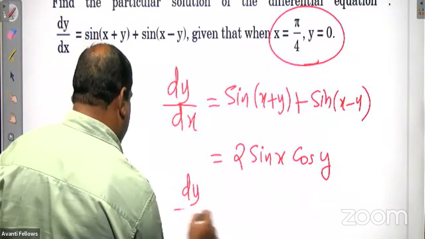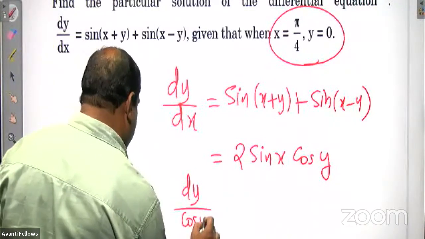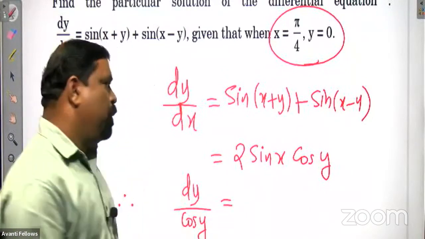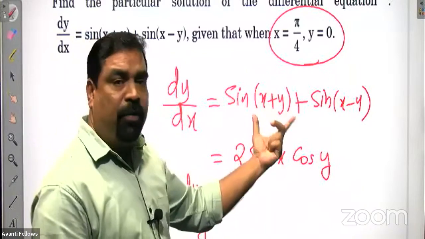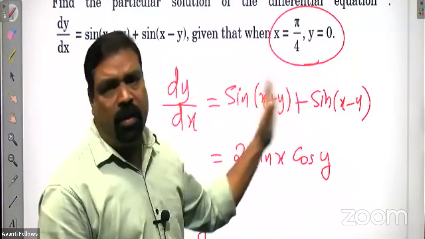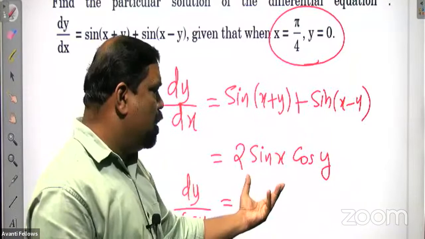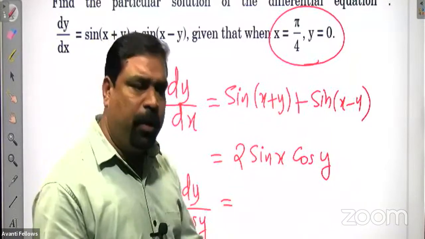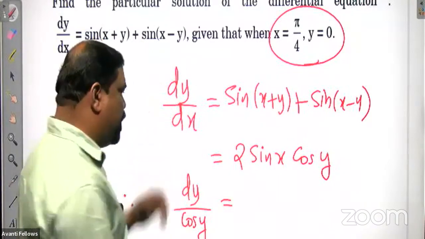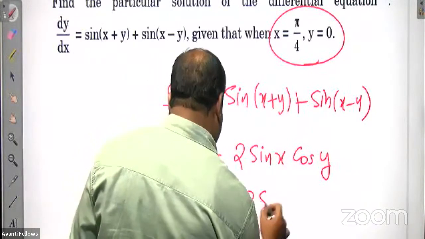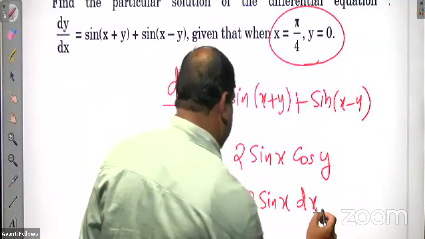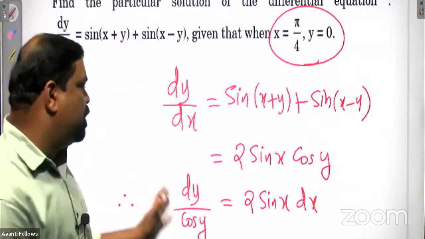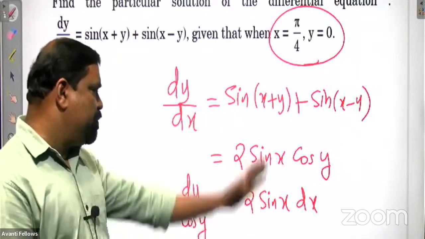the remaining thing you can do, anybody can do it. The only thing is, you must get the idea. You must get the method, which type of equation, what can be done. That's the important thing. Once you know this idea, everything is very simple. So dy by cos y is equal to 2 sin x dx. We take dx along with the sin x and bring cos y here.